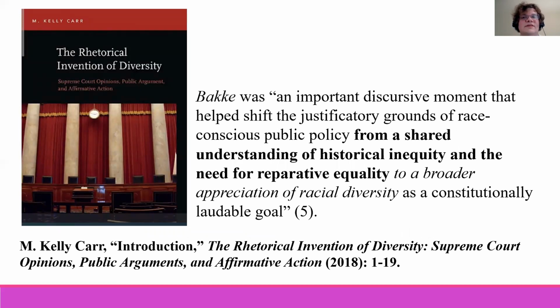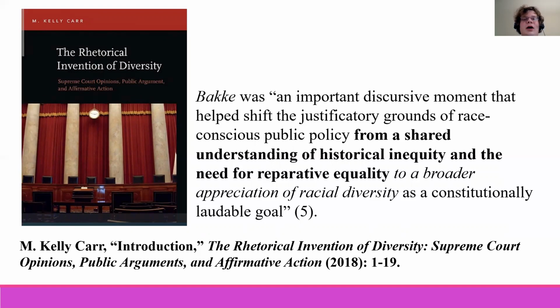And so we'll start with the first reading that I use to talk to students about the discourses of diversity, and it is the introduction chapter from Carr's book on the rhetorical invention of diversity. And I think this is a very good reading for students to engage in because it gets them to think about what the language of diversity is getting set against.